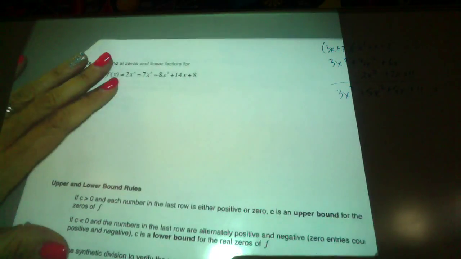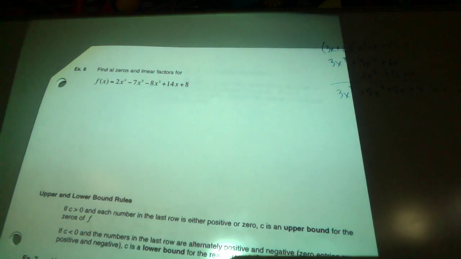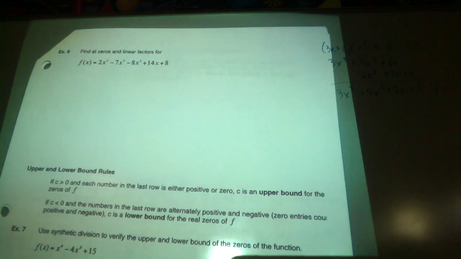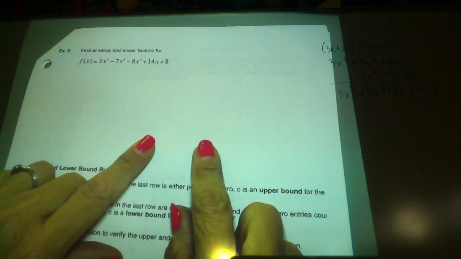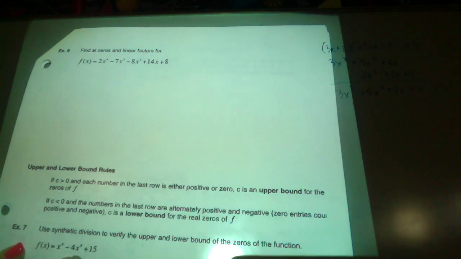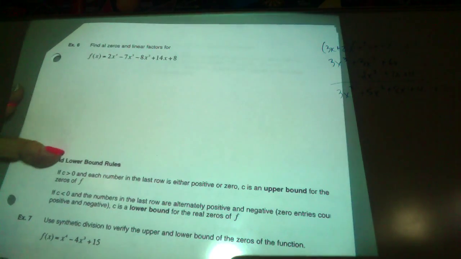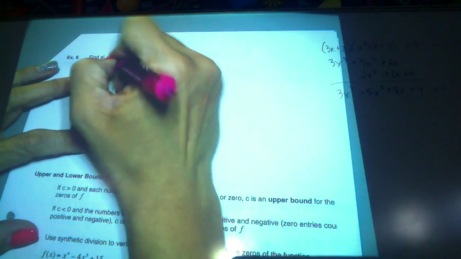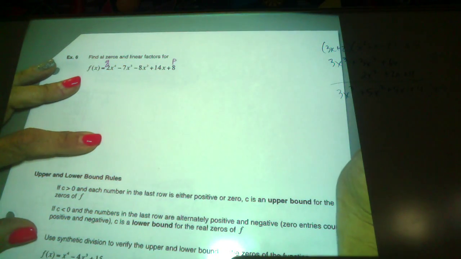You'll see in this next one, because there's a whole lot more factors to 8 than there was to 3, you have a whole lot more choices. So this is a quartic. Yippee. After we do this, I'm going to talk about upper and lower bounds, which will help us narrow down our P divided by Q choices. So in this one, P is your last term, Q is your first term.